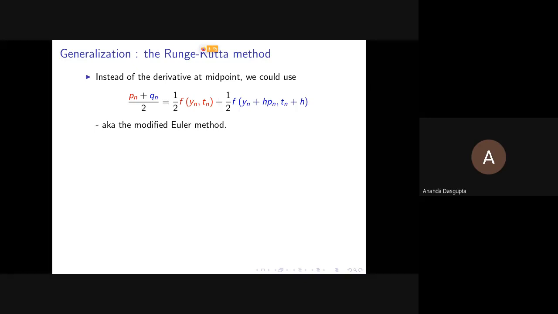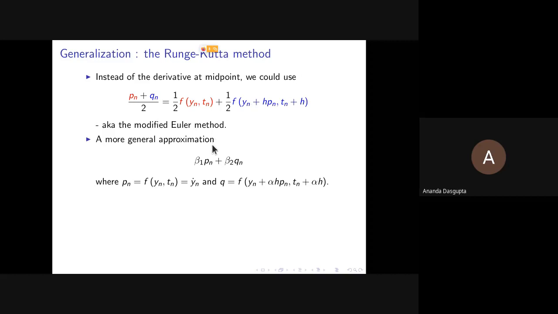I cannot finish off the rest of the calculation today, of course, because I have only 2 minutes left. But let me just point out that what we will want to do is something more general. I'm going to use Pn and Qn. Pn is the slope at the beginning. Qn is the slope somewhere in the middle, not necessarily at the middle or at the end. And you're going to weight them by 2 weighting factors, beta 1 and beta 2, and use this weighted average of Pn and Qn as an approximation for the slope throughout.